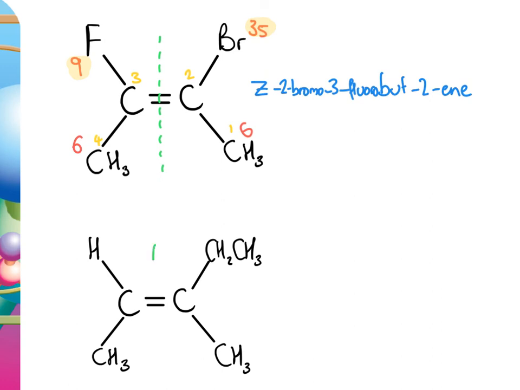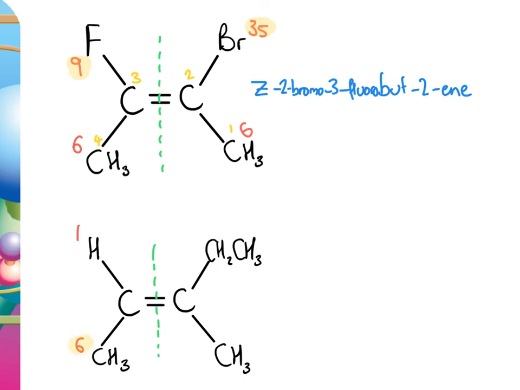Okay, so now we're going to look at the bottom one. Again, I'm just going to do that dashed line, it just helps, I think. All right, so if we look at the left-hand carbon, we look at the atomic numbers of the atoms attached to the left-hand carbon. It's 1 for hydrogen and 6 for carbon. So clearly in terms of higher priority, it's going to be the carbon.